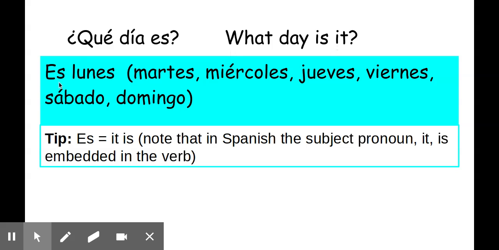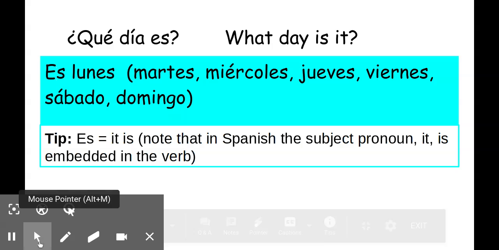Es lunes. It is Monday. Es martes. It is Tuesday. Es miércoles. It is Wednesday. Es jueves. It is Thursday. Es viernes. It is Friday. Es sábado. It is Saturday. Es domingo. It is Sunday.